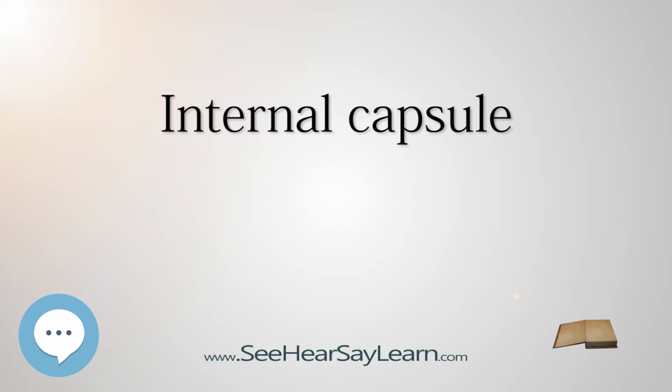The genu contains corticobulbar fibers, which run between the cortex and the brainstem. The posterior limb of the internal capsule contains corticospinal fibers, sensory fibers, including the medial lemniscus and the anterolateral system, from the body, and a few corticobulbar fibers.